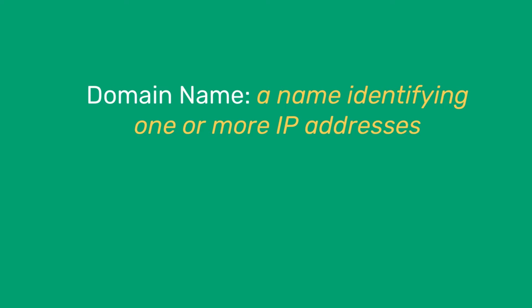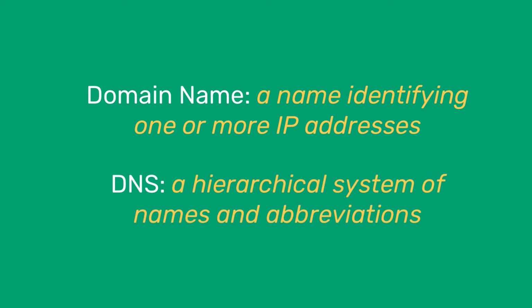So a domain name is a name identifying one or more IP addresses. As you can imagine, google.co.uk isn't linked to a single web server. It identifies many, all with different IP addresses, and they constantly switch them up. The system that allows us to connect a name to an IP address is the DNS, or the Domain Name System.